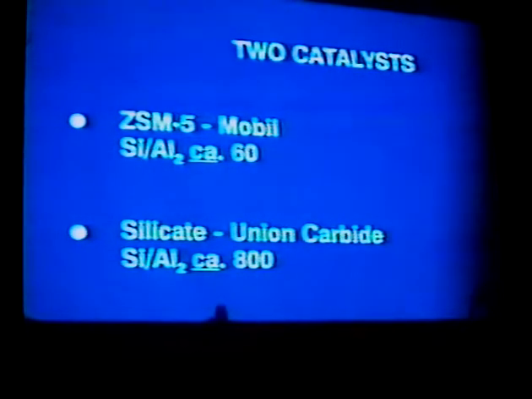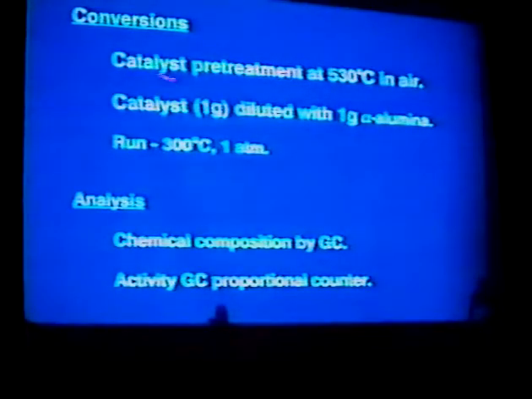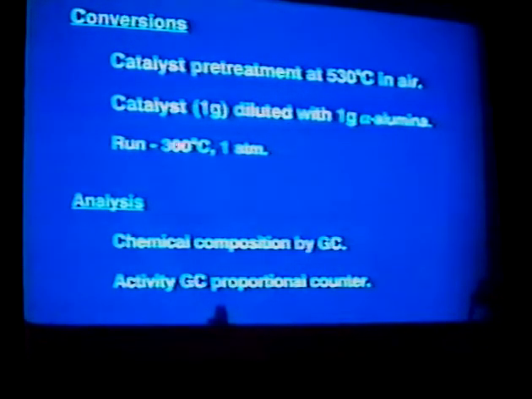Since we were frustrated in using the Mobil zeolite with the silica to alumina ratio of 60, we got one which has a much higher silica to alumina ratio so that the acid site density is lower. And in the next slide, this is the catalyst pretreatment. We diluted the catalyst in alpha alumina, which is inert. These were run at 300 degrees, 1 atmosphere.